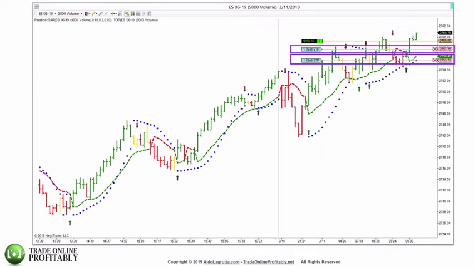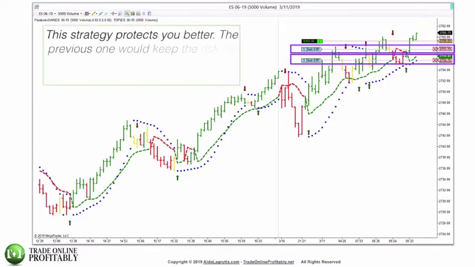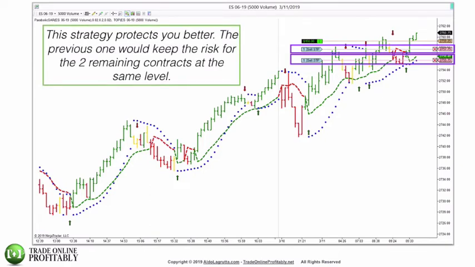Remember that my entry was at 27.59.25? So I moved the stop for the second contract 6 ticks below that, in other words at 27.57.75. That way I reduced the risk of my trade. Should prices come back down and stop me, I would lose only 1 contract. But if prices continue moving in my direction, I will be able to keep 2 runners instead of 1. The difference with the previous strategy I taught you is that this one is much more refined and protects you better. The previous one would keep the risk for the 2 remaining contracts at the same level.